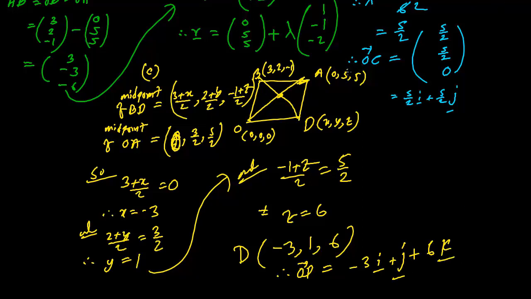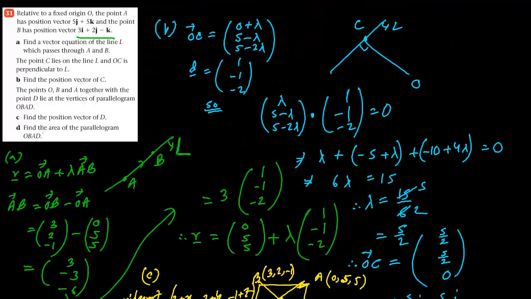Now, I think this should be 5. So there is a mistake over here. It should be 5 by 2 in the printing. So if this is 5 by 2, this is 5 by 2. So y should be equal to 3. Okay, now it's fine. Y should be equal to 3. So this should be 3j.